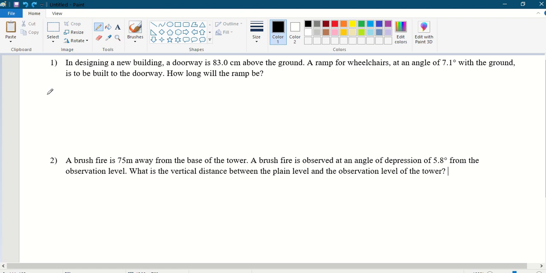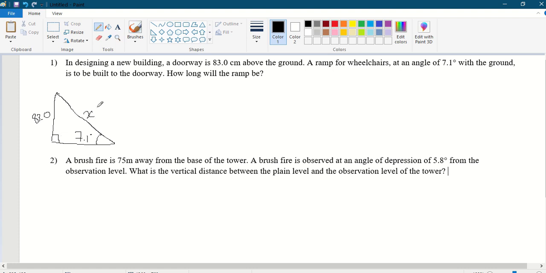So in this particular example, we have a doorway which is 83 centimeters above the ground. So this right here is 83. And the angle of elevation, the angle it has to be built with the ground, that will be right here, and that will be 7.1 degrees. This will be 90 degrees. And how long is the ramp? So this is our unknown.